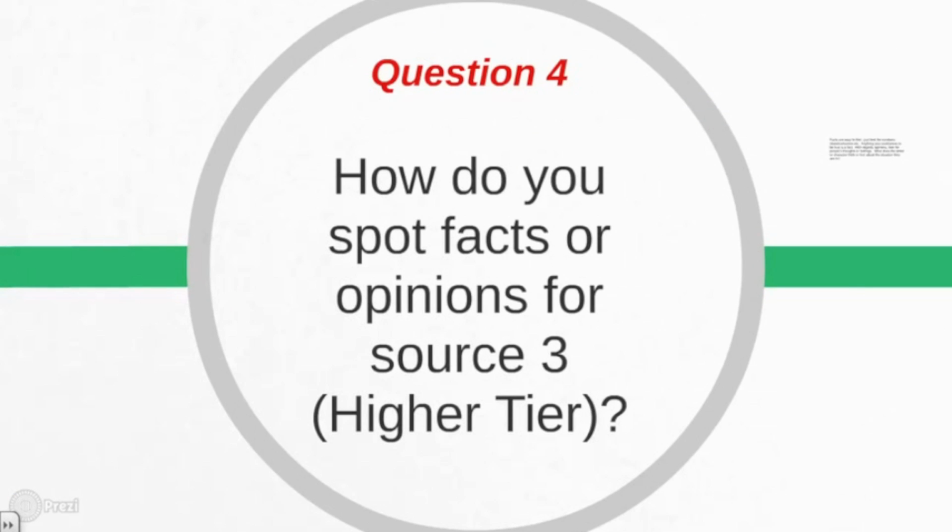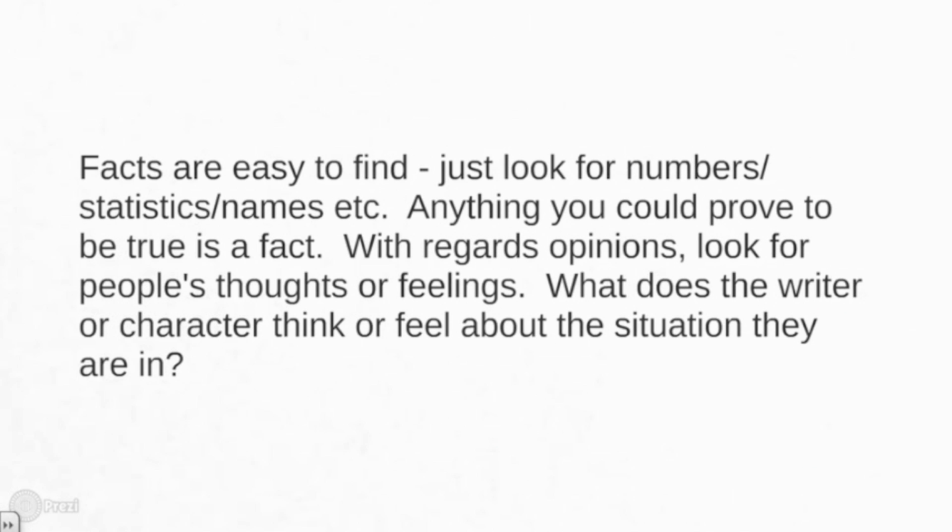Somebody else asked, how do you spot facts or opinions for source 3 on the higher tier? So we know that source 3 is an autobiographical or a biographical extract. We know that it's based on the thoughts and feelings of a person. Now, facts are really, really easy to find because they are always numbers, names, things that you can prove to be true. So when you are analysing source 3 for your language on the higher tier, then just look for those things. Anything that you could prove to be true is a fact.